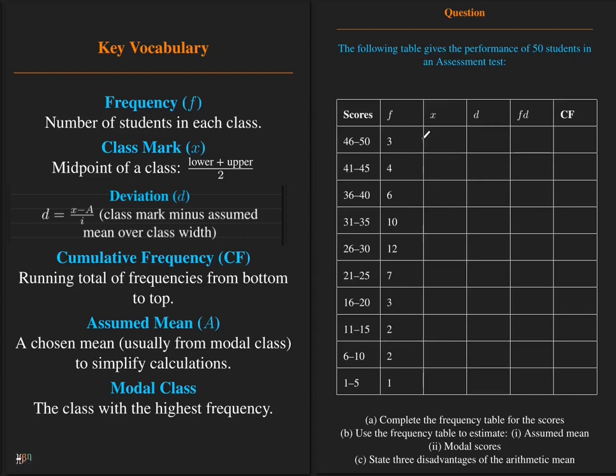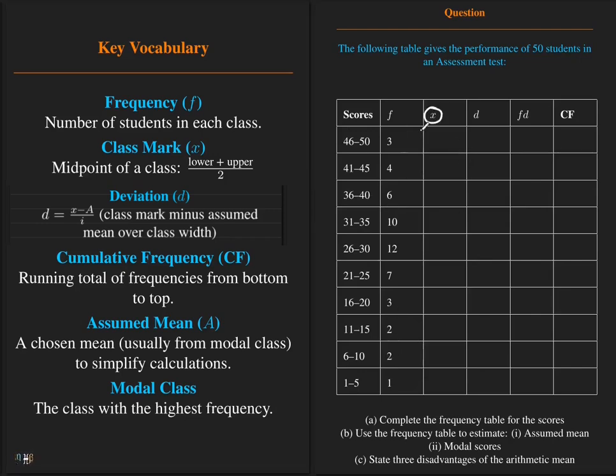So how do we go about this question? The frequency has been given to us, and if by chance you don't know what frequency is, it is simply the number of students in each class. So for what we have here, we have the scores ranging from 46 to 50. And they are telling us that 3 students obtained the scores from 46 to 50 inclusive. There are 4 students that obtained 41 to 45, and then 6 obtained 36 to 40 in that order.